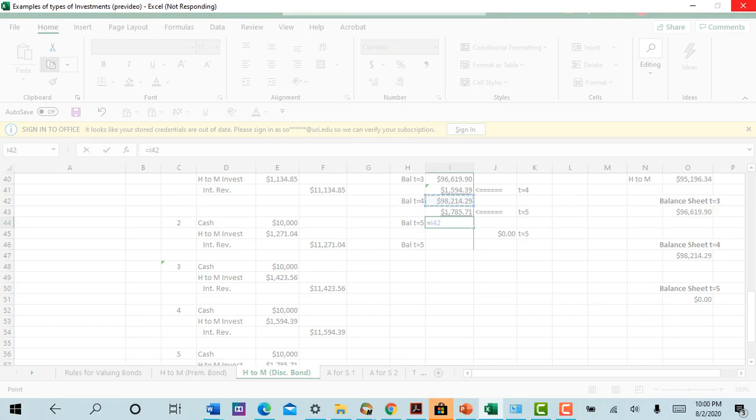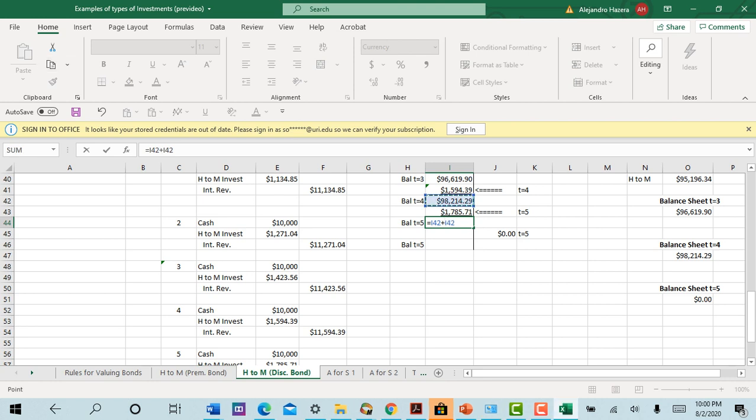Wait for this thing to catch up here. There's a lot of stuff on this computer. So the debit is going to be 1785.71.